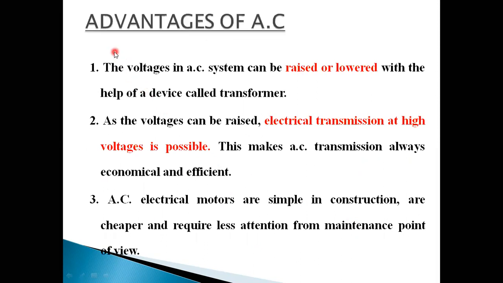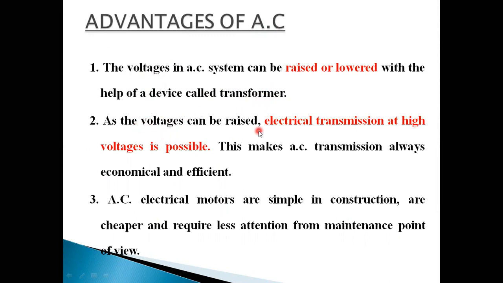What are the different advantages of alternating current? We all know that compared to DC, there are some advantages to AC. The voltages in an AC system can be raised or lowered with the help of one device known as a transformer. We go for a step up transformer or step down transformer, depending upon the situation.